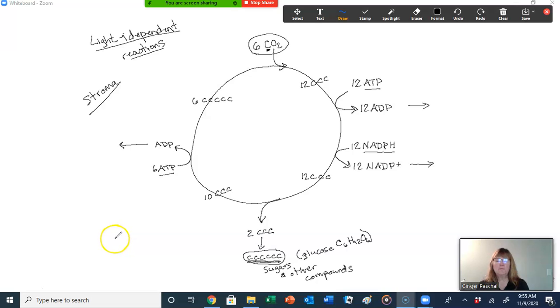And this will give you the general information that you need for the light-independent reactions for class. If you have any questions, let me know.